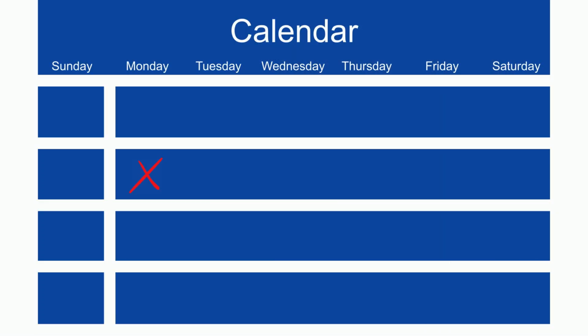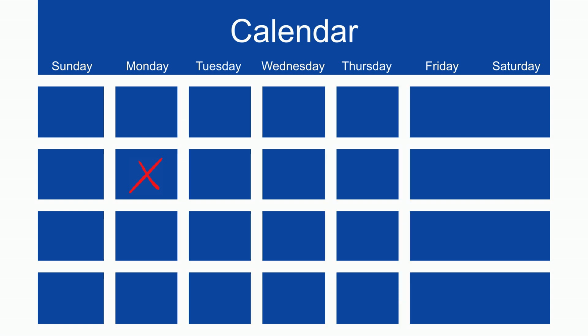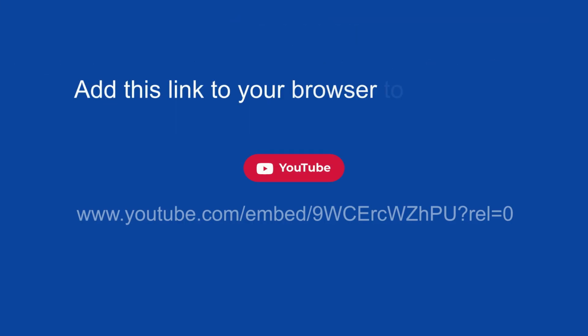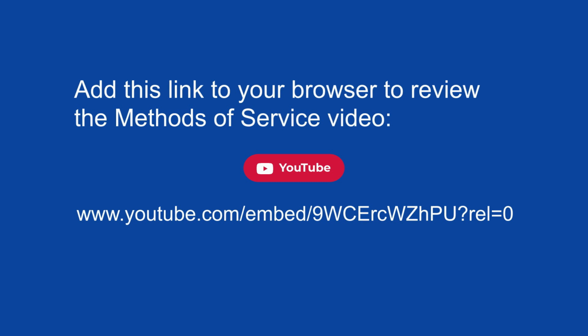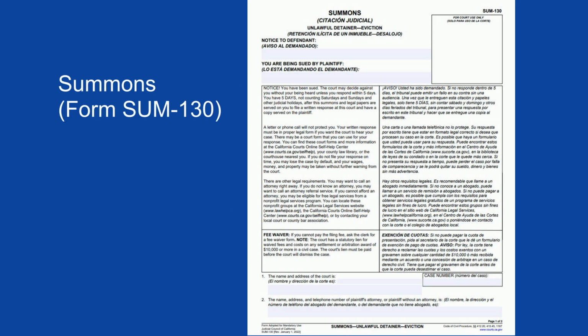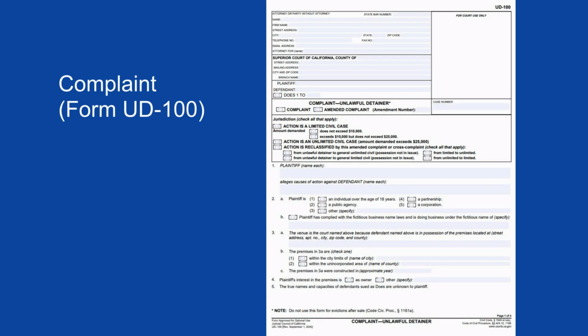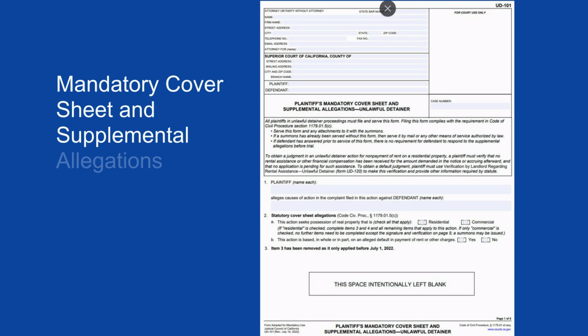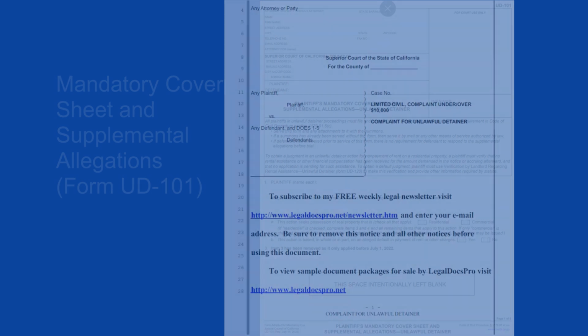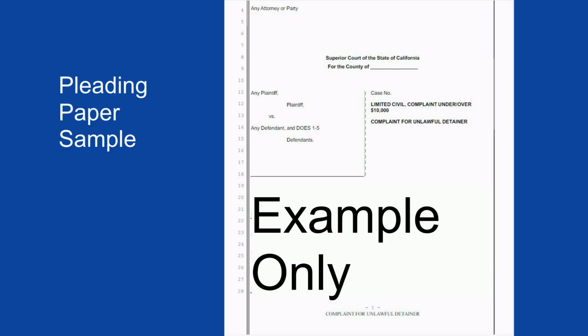How much time you have to file your answer depends on how you were served. Add this link to your browser to review the methods of service video. You will need the summons, Form SUM 130, complaint, Form UD 100 and mandatory cover sheet and supplemental allegations, Form UD 101, to help you complete your answer. Sometimes, the plaintiff will use pleading paper, which is not a court form, and it will look a little different, but the same information will apply.